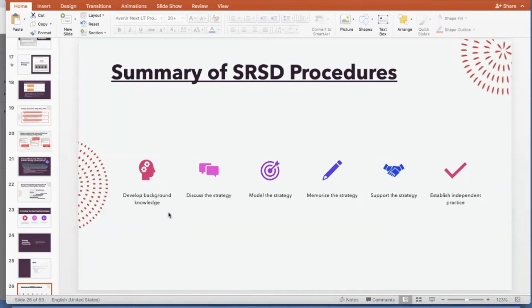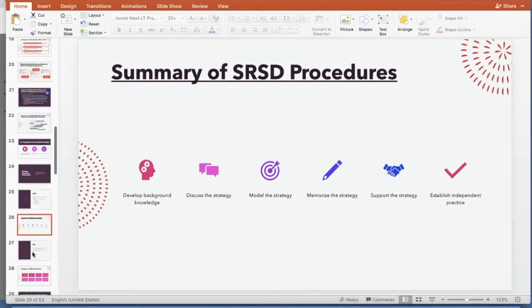Basically, develop their background knowledge, discuss the strategy. This is where you would focus on getting buy-in, telling students the importance of the strategy and getting them to really understand why they need to learn to use it. Then model the strategy, have students memorize the steps, support the strategy. So really, this is providing a lot of practice with feedback, and then establish independent practice. That's the basic set of steps.